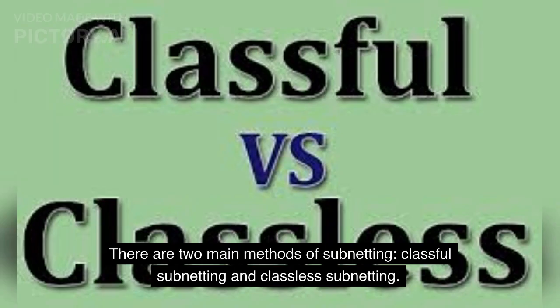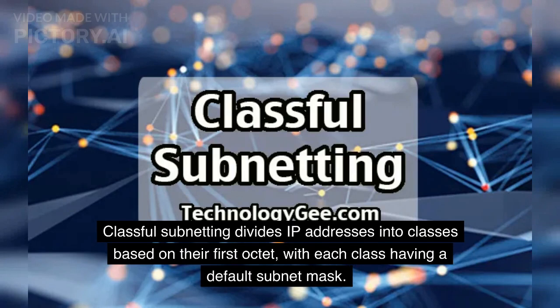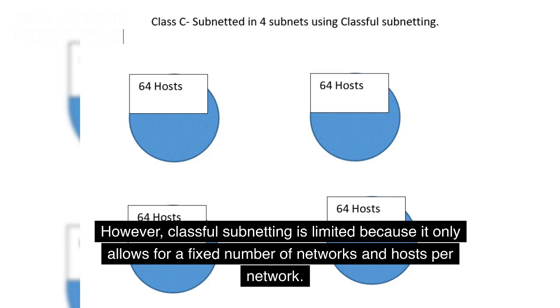There are two main methods of subnetting, classful subnetting and classless subnetting. Classful subnetting is an older method that was used before the introduction of variable length subnet masks, VLSMs. Classful subnetting divides IP addresses into classes based on their first octet, with each class having a default subnet mask. However, classful subnetting is limited because it only allows for a fixed number of networks and hosts per network.